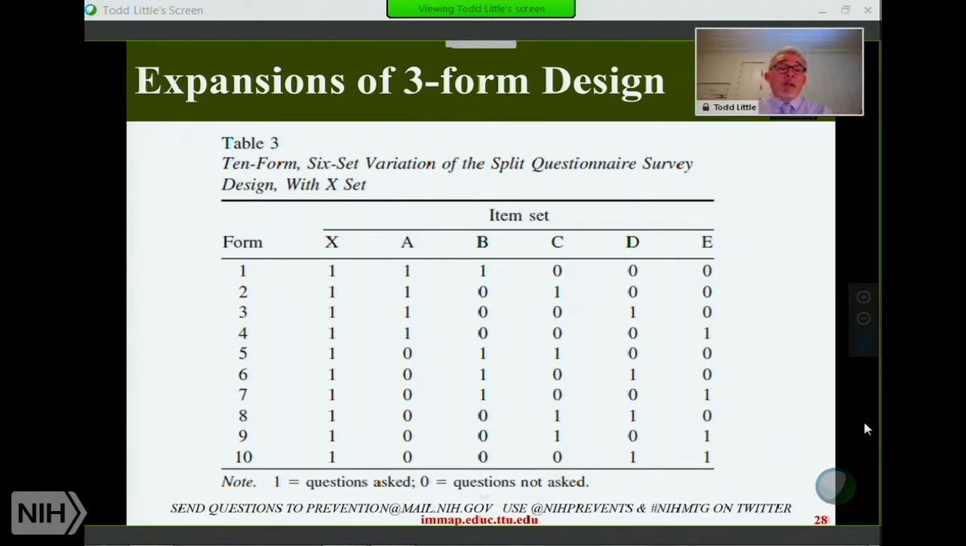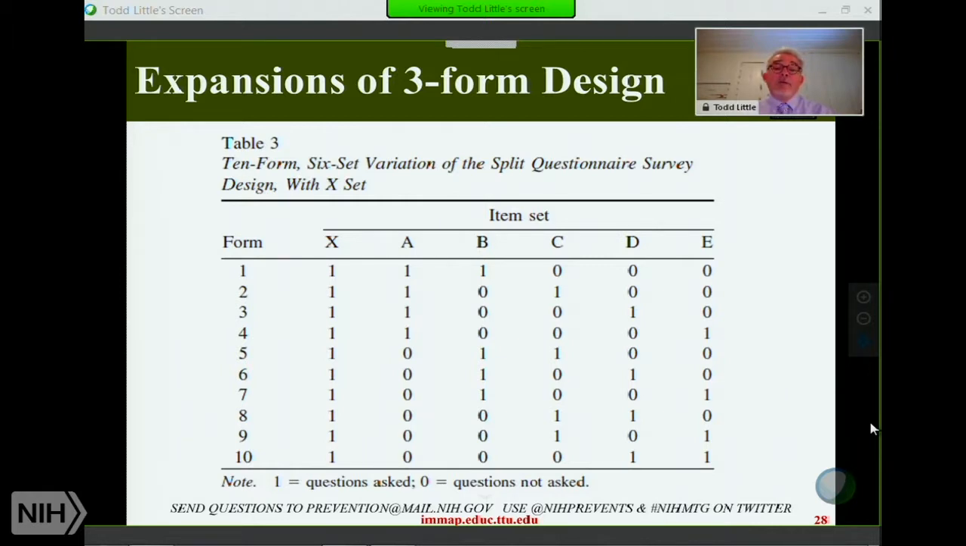And what you'll see, for example, is one of the forms that I would create would be the X items plus the A items plus the B items. So I would have X, A, and B. I would know how A items correlate with B items. In form 2, I would have X, A, and C. So I would know how the A items correlate with the C items. In form 3, I would have X, A, and D. In form 4, I have X, A, and E.